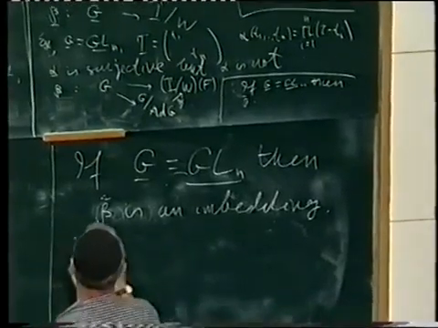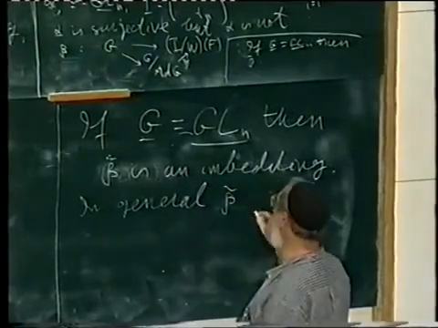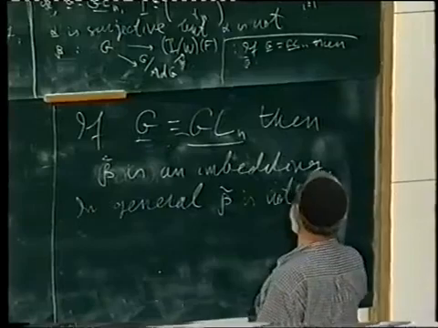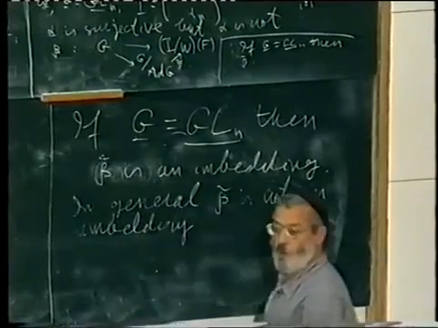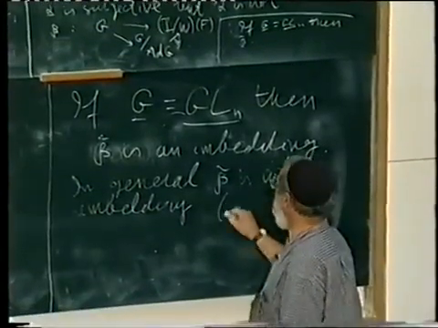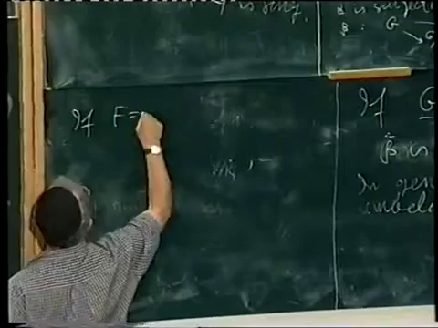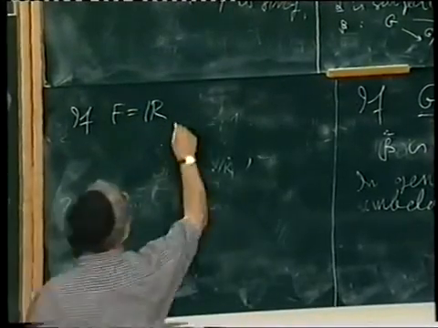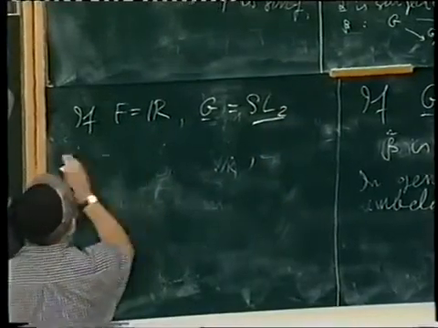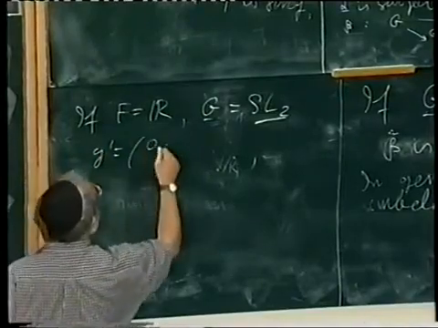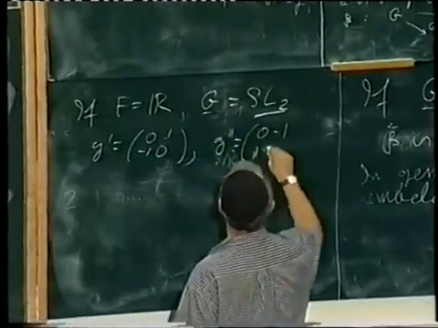Now, in general, beta tilde is not an embedding. So let me give you an example. If F is equal to R and G is equal to SL2, then g prime is equal to the matrix (0, 1; -1, 0), and g double prime is equal to (1, 1; 0, 1).